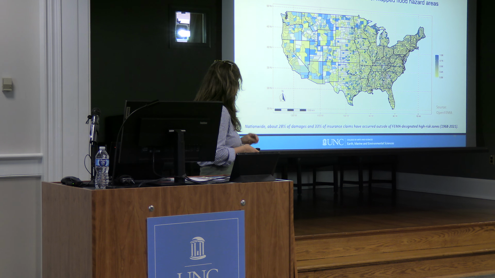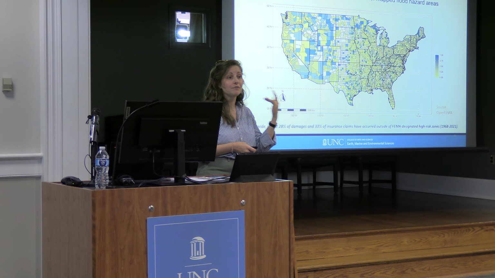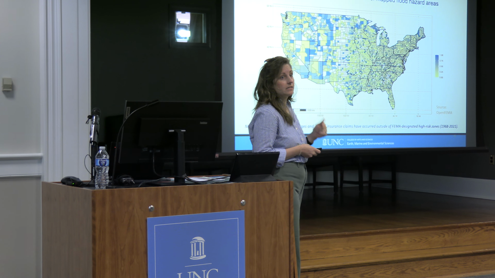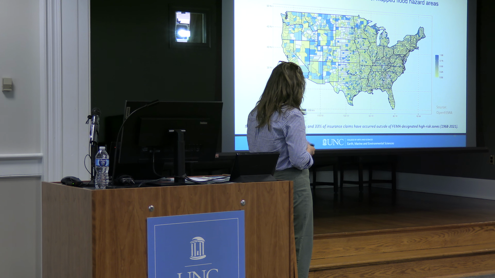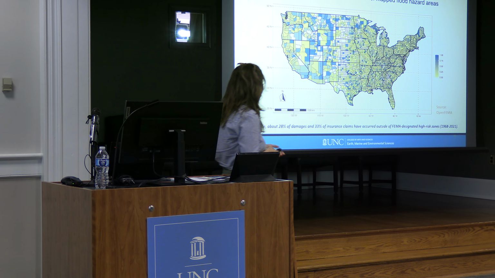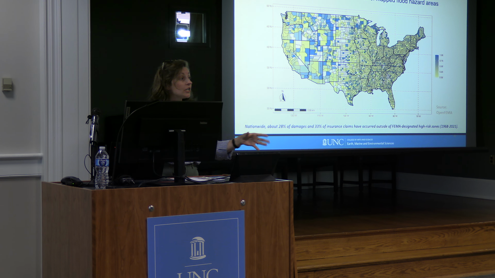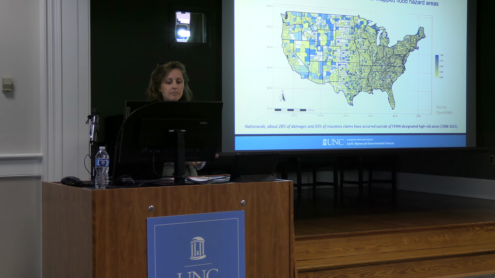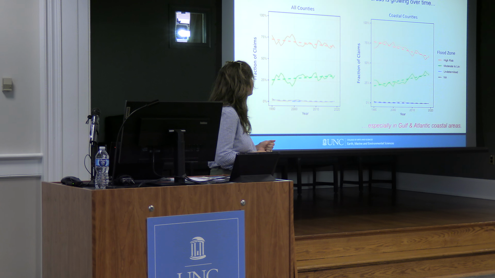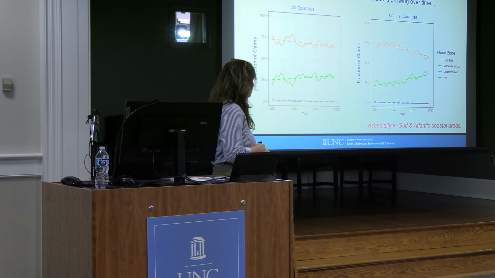And moreover, not only is it poorly understood, and not only are you at risk if you live in the floodplain, but many people outside of the floodplain are also at risk of flooding. In the US, flood damage frequently occurs outside of these mapped hazard areas. Nationwide, about 28% of insured losses have occurred outside of the floodplain, and 33% of insurance claims, so a third of all claims, have occurred outside of these high hazard zones. And importantly, the rate of this damage outside of the floodplain is growing over time.